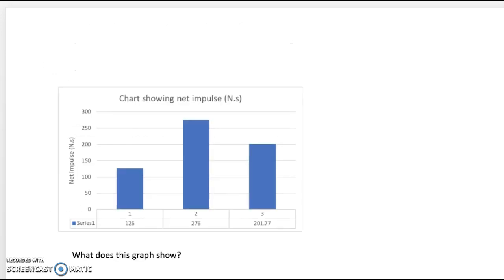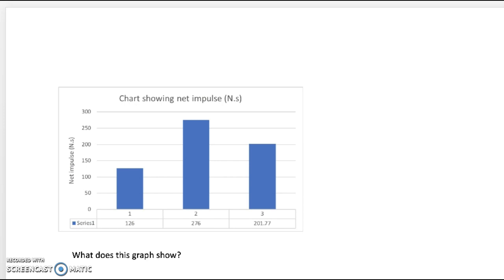This chart shows net impulse. So obviously you have number 1 the lowest score, number 2 the largest score of 276 newton seconds, and then 201.77, and the lowest score was 126.